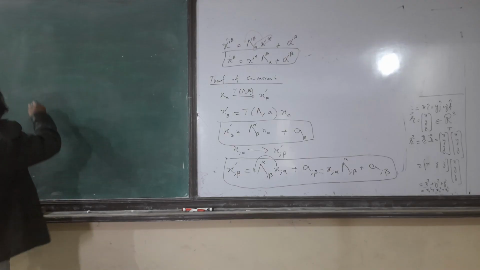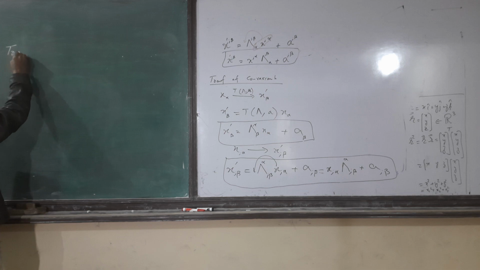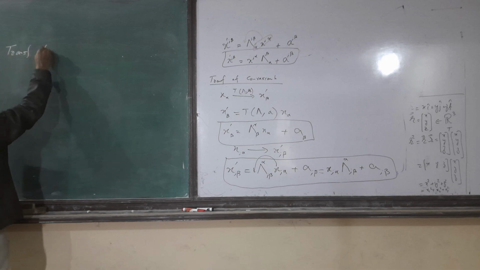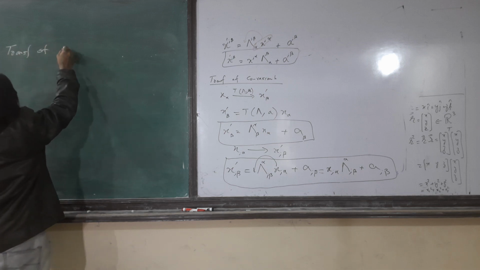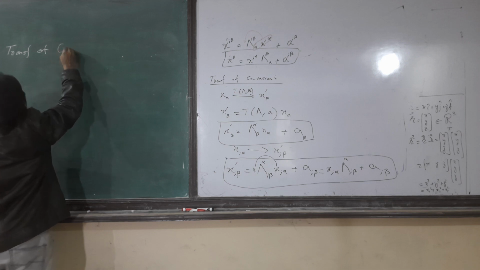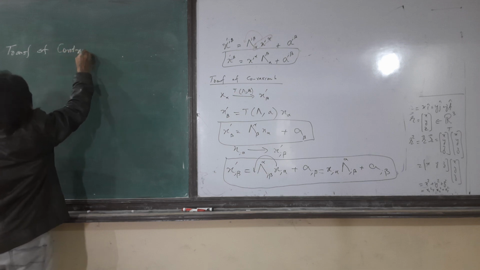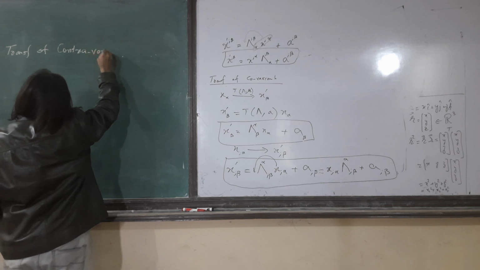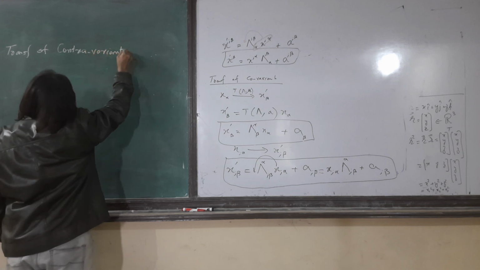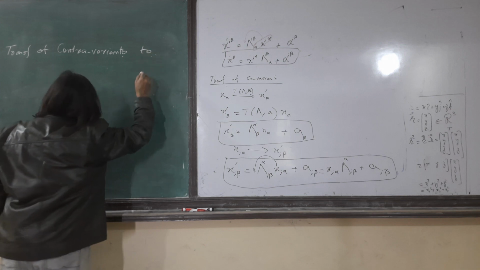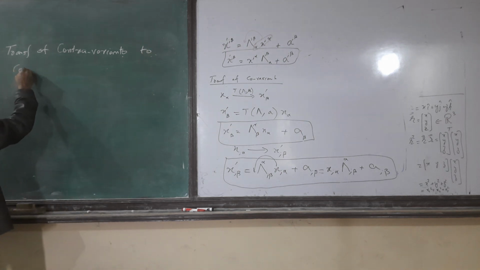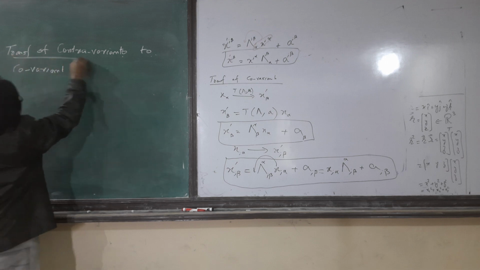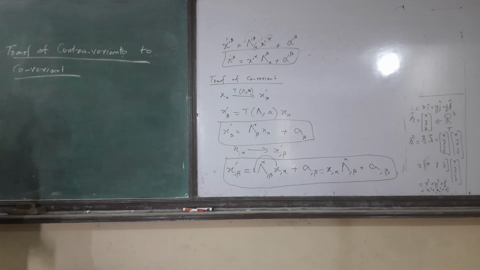Now next is transformation of contravariant to covariant. If you move from contravariant to covariant or covariant to contravariant, then what will happen?